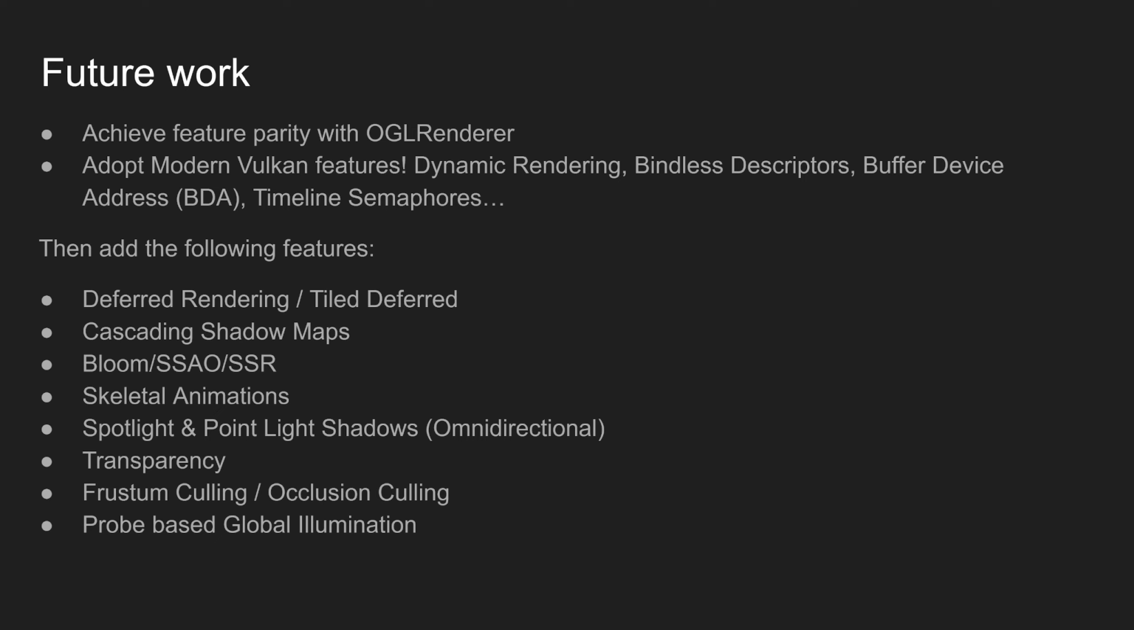And in terms of feature work, the first thing I want to do is achieve feature parity with OGLRenderer. And in doing so, I'm going to adopt all of the modern Vulkan techniques like dynamic rendering. And then I want to implement the following features from my original roadmap, such as deferred rendering, cascaded shadow maps, skeletal animations, frustum culling, and probe-based global illumination.